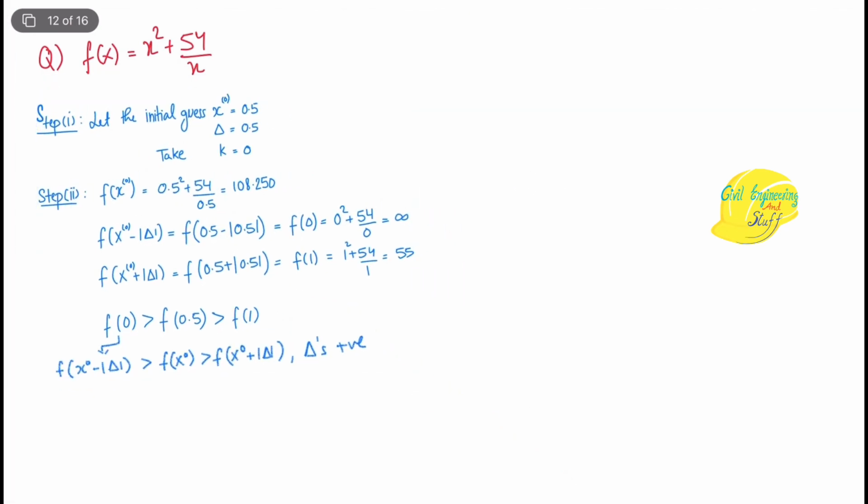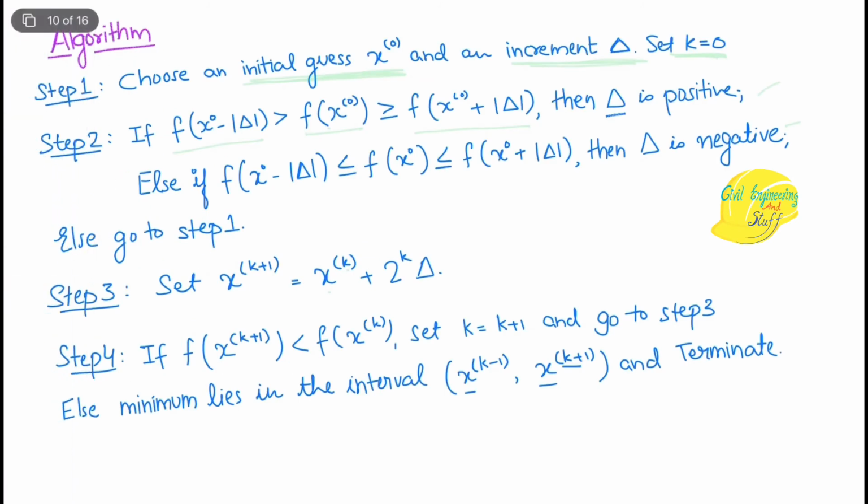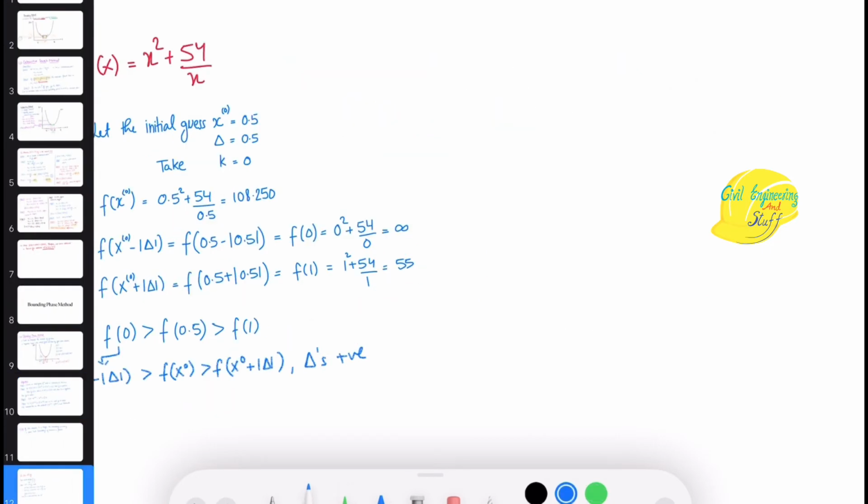So now let us see what step 3 is. In this step 3, we set x(k+1), that is we move on to the next guess value, and that value is found using this equation. So let us move to step 3.